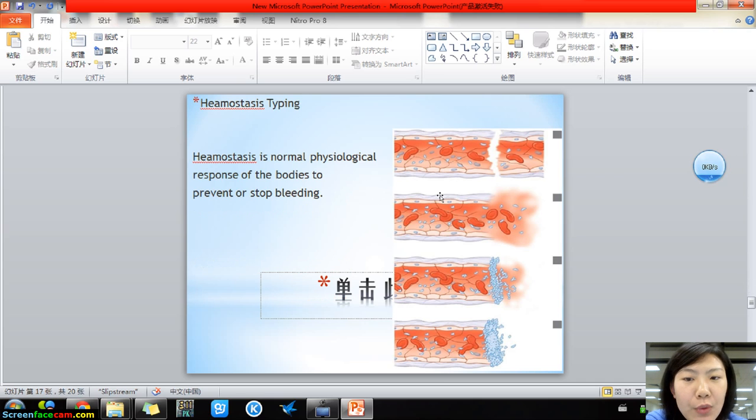The last one is hemostasis typing. Hemostasis is the normal physiological response of the body to prevent or stop bleeding, and it maintains the blood flow as circulation works. However, the failure of hemostasis will lead to bleeding or hemolysis, and both outcomes are severe for patients.